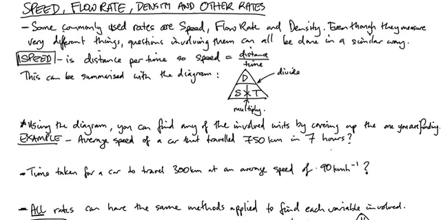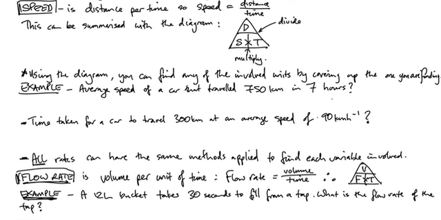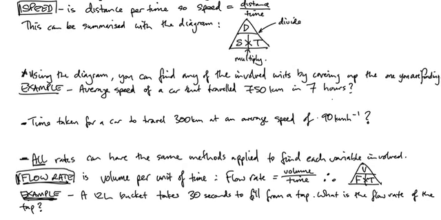So let's run an example using that diagram, because you're going to be able to use this for any kind of rates. If I wanted to find the average speed of a car that travelled 750 kilometers in 7 hours, I would be covering up S, and I would need to divide the distance by the time. So, speed, V of C is equal to the distance, 750, divided by the time, 7 hours.